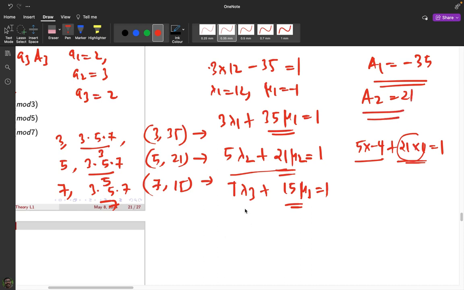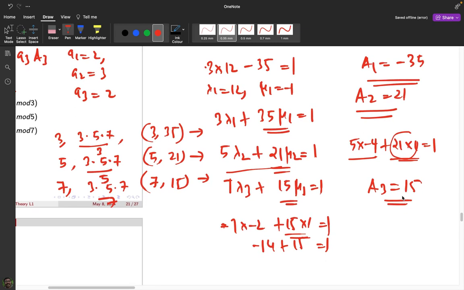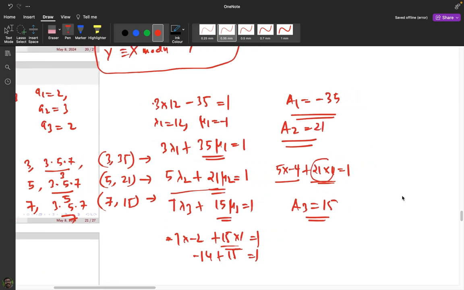Okay. Similarly, can you think of something here? Very simple. You bring a multiple of 7 near to this 15 here. So basically 7 into minus 2 is minus 14, plus 15 into 1 is equal to 1. So here if you take this 15, A3 will actually be equal to 15. Okay, so these are my A's. Now how will I construct my final solution?